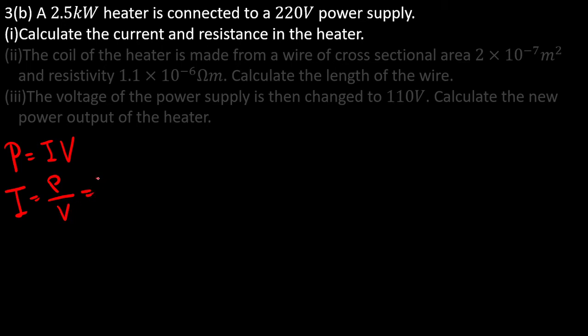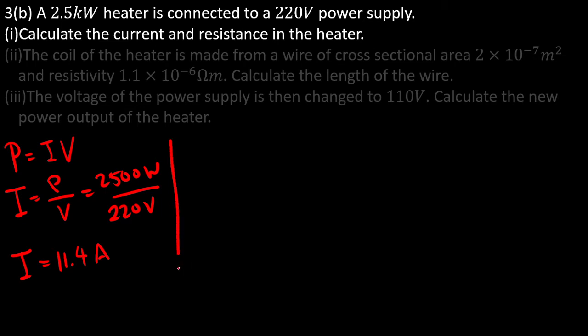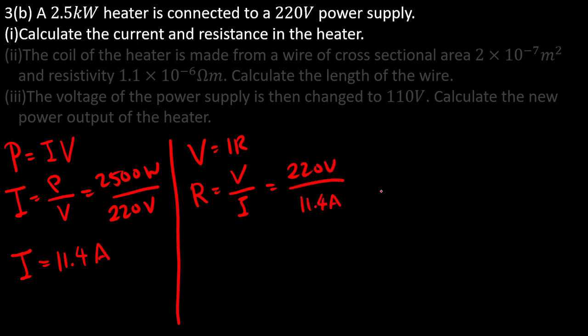So that is 2500 watts over 220 volts. So I have a current of approximately 11.4 amps. Now, at this point, it's useful to remember that V equals IR. That is Ohm's law. I can calculate the resistance here by dividing the voltage by the current. So the voltage is again 220 volts and the current is 11.4 amps. That would give me a value of 19.4 ohms.